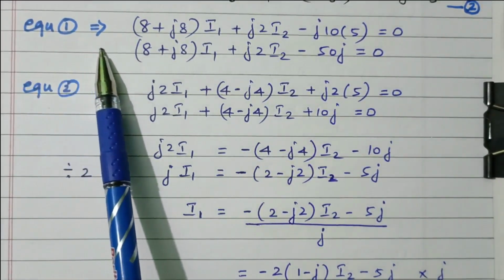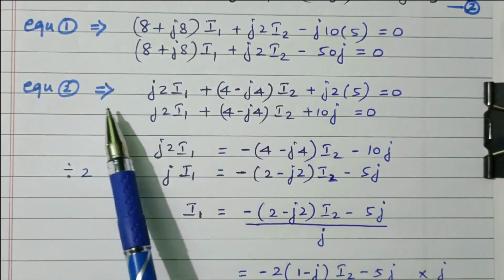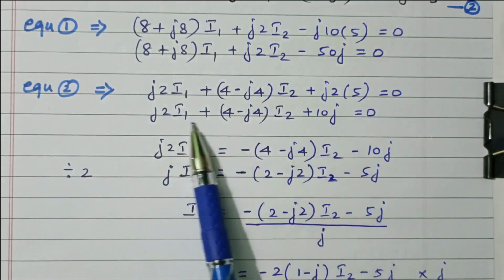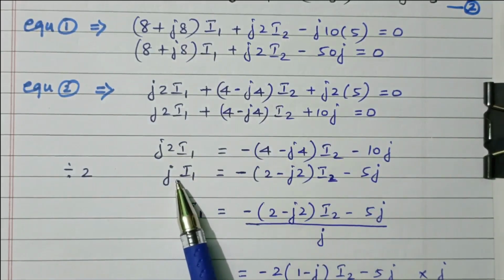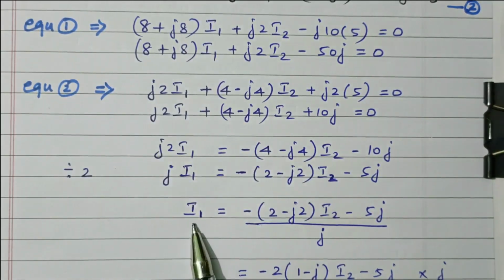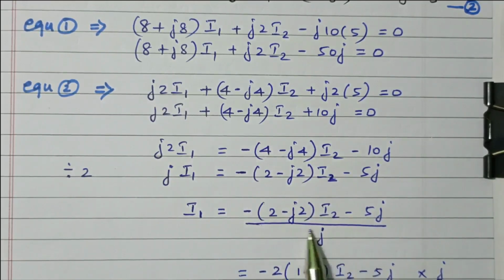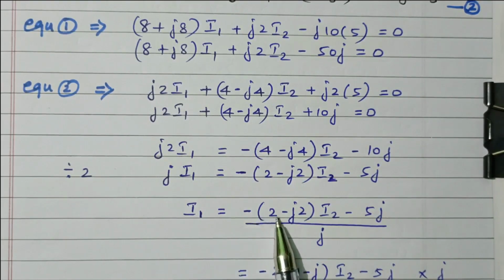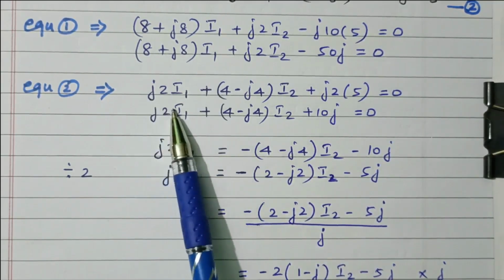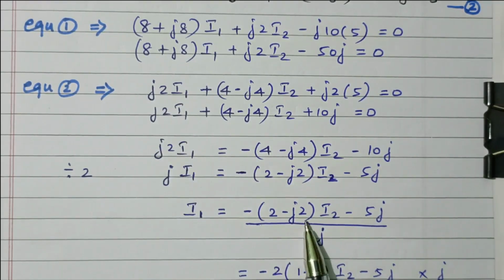Equation 1 is written as it is. Equation 2 is further simplified and written, then divided by 2, because 2 is common everywhere. From that, I1 is written in terms of I2: I1 equals minus (2 minus J2) into I2 minus 5J, divided by J. So equation 1 is available, and equation 2 is simplified by dividing by 2, with I1 written in terms of I2.